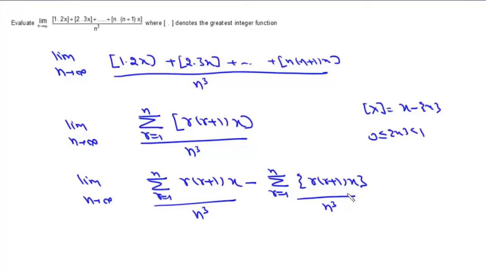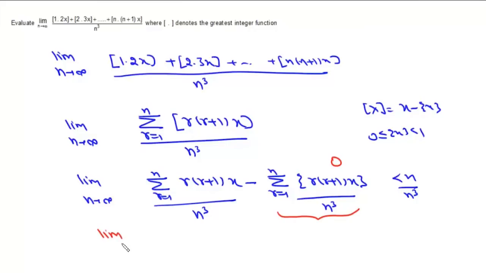Since we have these n summations of 1, all these n summations will be less than n. So if it is less than n and when it is divided by n cube, this limit when n tends to infinite will be simply 0. So this limit for the second part is 0. So we just have to solve this first part.